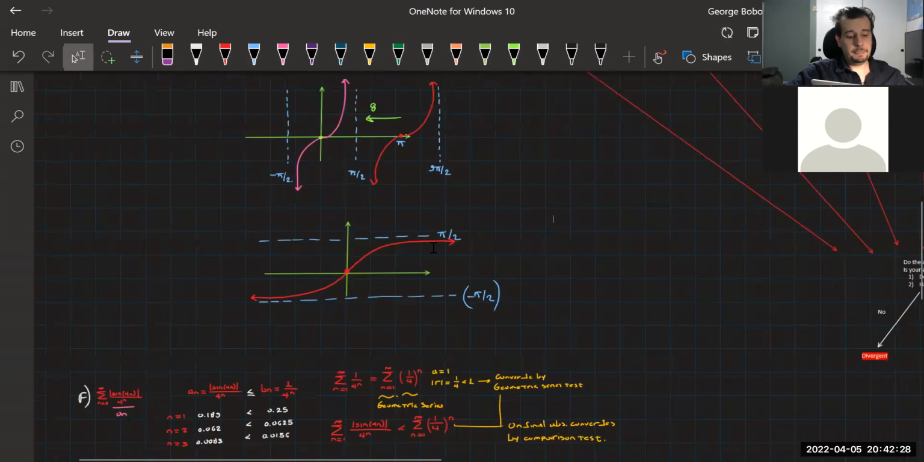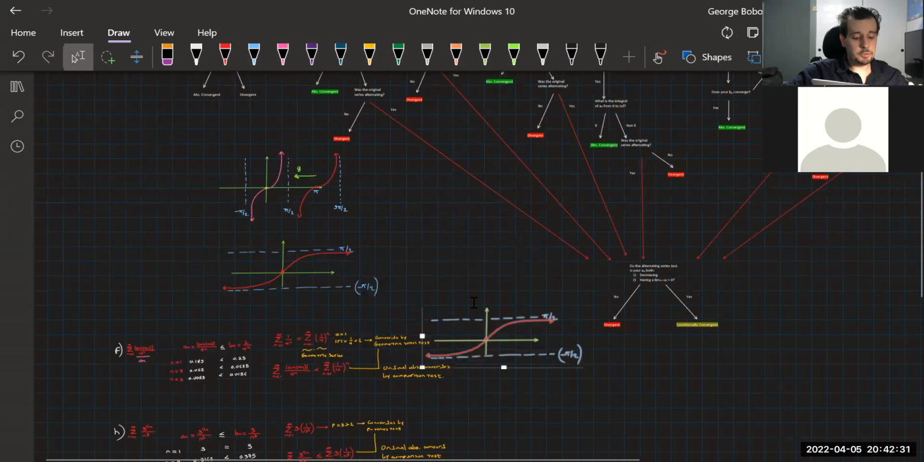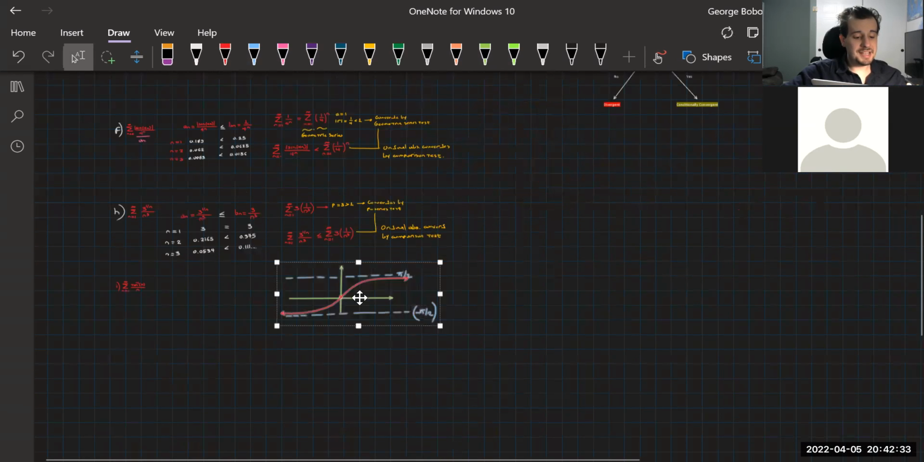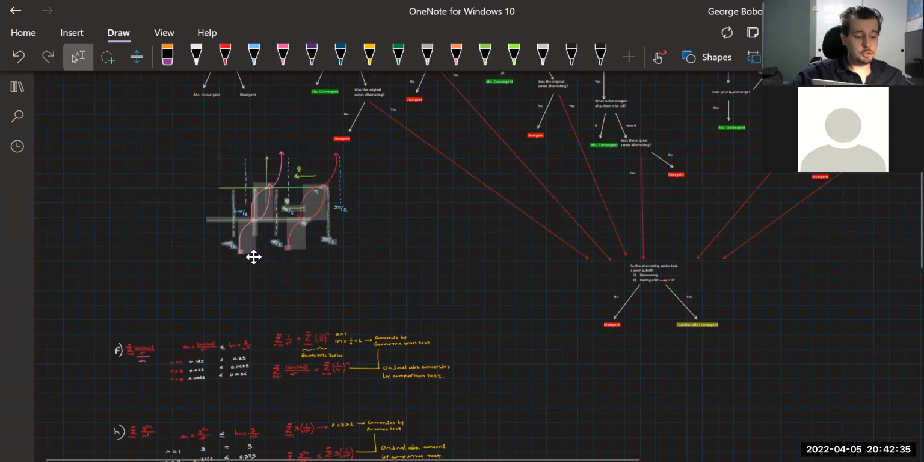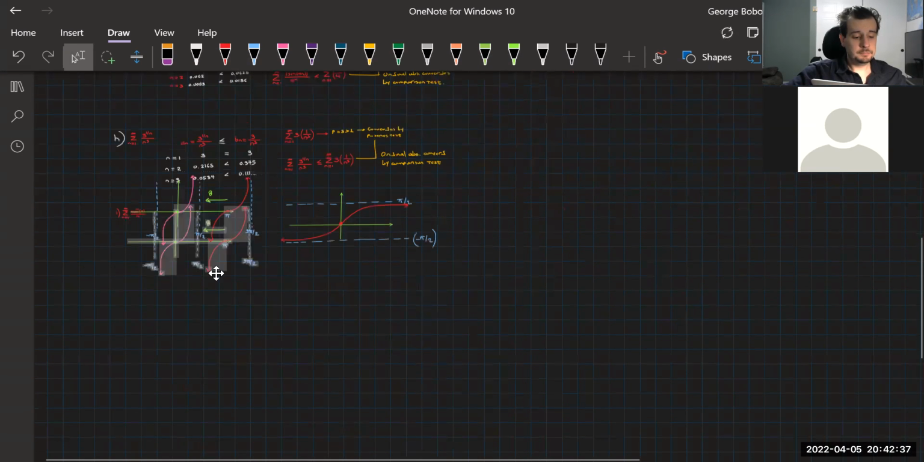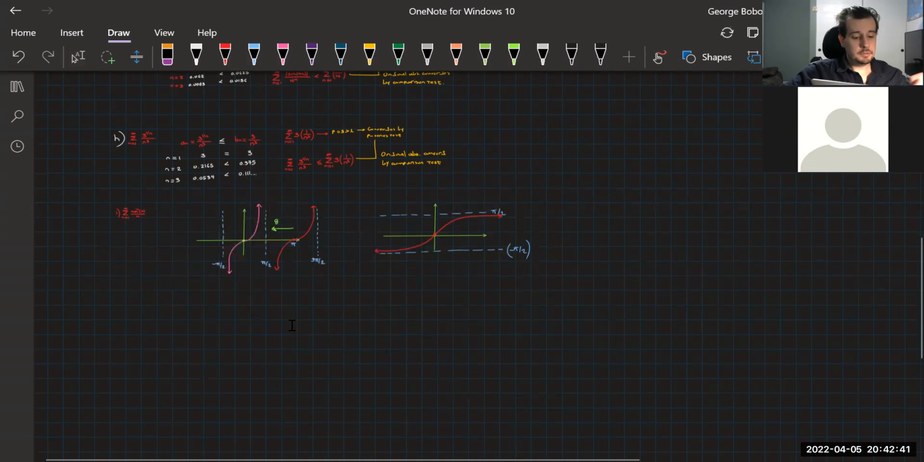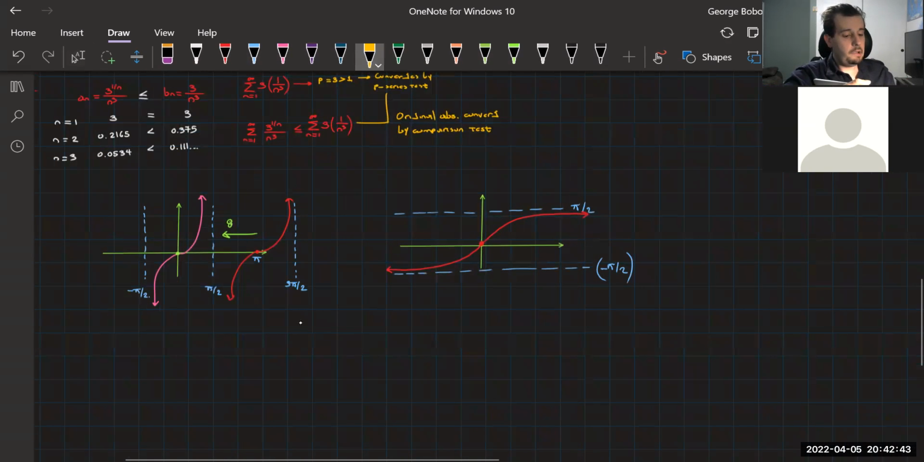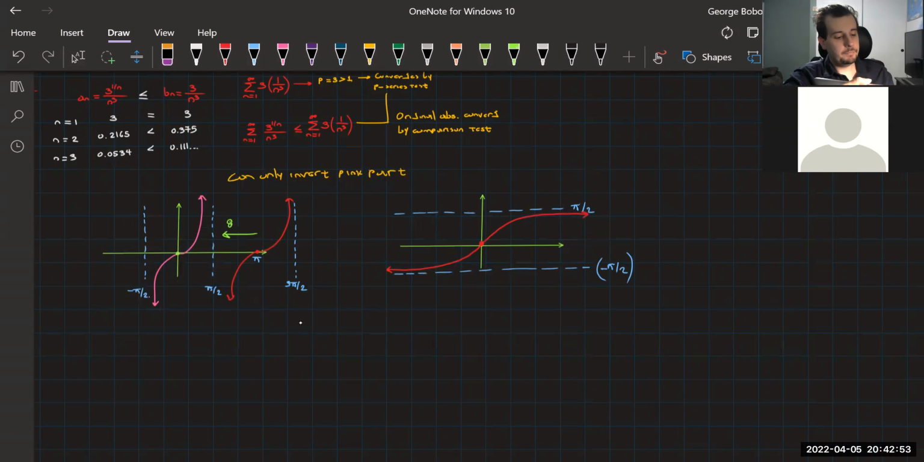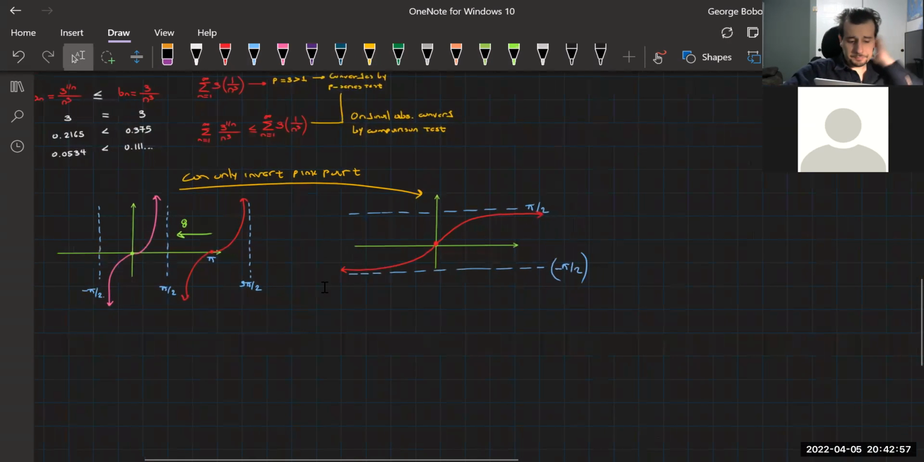Okay. Let me bring these plots down here. We're going to do a little bit of work on the tangent to understand the tangent inverse first. All right. You can only invert the pink part. Okay. So that's what we did.